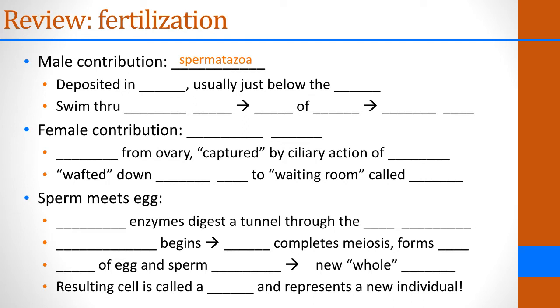So the spermatozoa are deposited in the vagina, usually just below the cervix or external os. And then next, the sperm must travel a relatively long distance. It must swim through the cervical canal, through the lumen of the uterus, and the uterine tube. Interestingly, it's not completely understood how the sperm finds the egg.